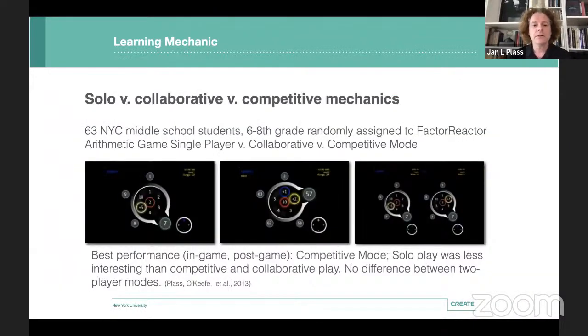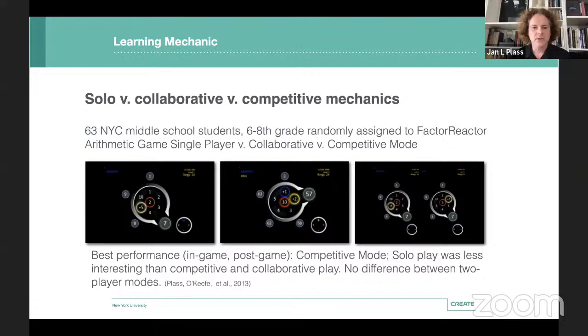Similarly, we compared 3 different mechanics of the same game. This is a game about factoring. So the question is, in the center, you see in the red circle a number, and that is your current number. And then you see in the opening of this circle a number that's your target number. And so how do I get from the current number to the target number using different arithmetic functions?